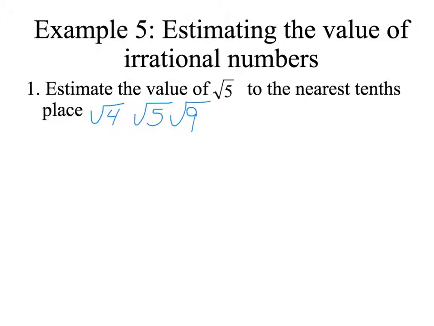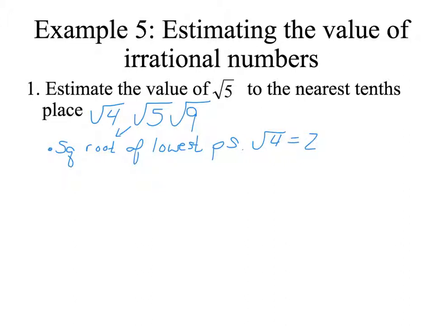What you want to do now is determine which one 5 is closer to. Is 5 closer to 4, or is 5 closer to 9? In this case, the 5 is closer to 4. No matter which number it's closer to, no matter what, Step 1 is take the square root of the lowest perfect square. So that would be the square root of 4, which is 2.